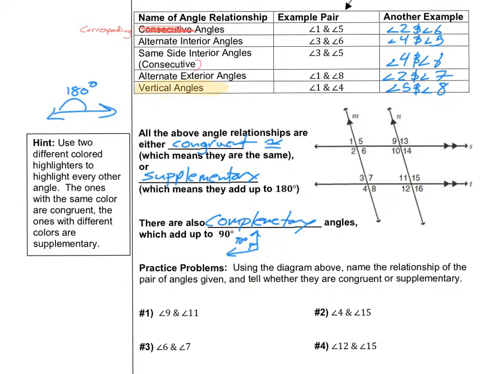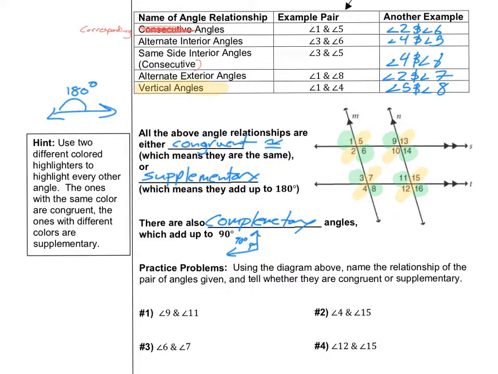And something you can do to quickly tell whether or not they're congruent or supplementary is get out your highlighter and just highlight every other. So you can highlight the ones across from them as well. Like I just did, that'd be 3 and 8, and then 11 and 16. And then you could get out a different color and highlight every other there as well. And basically, if they're the same color, they're congruent. And if they're different colors, they're supplementary.